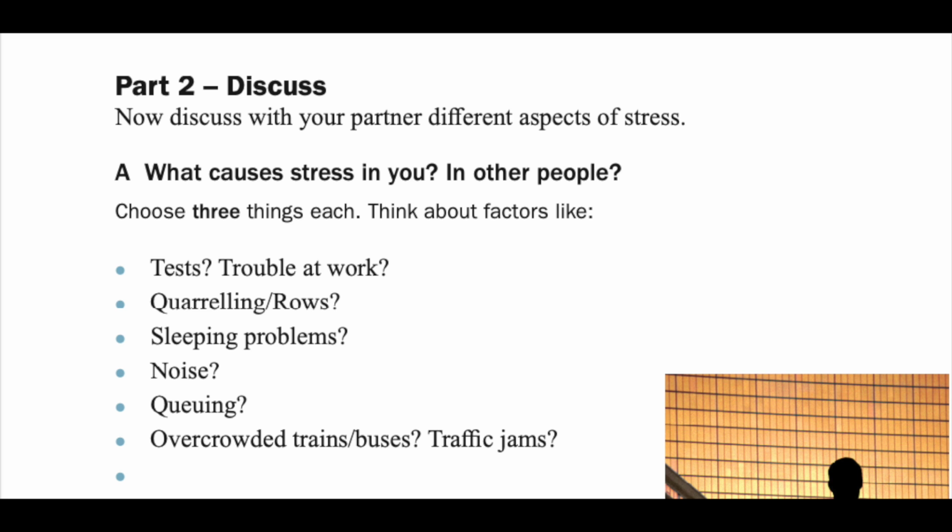Part 2. Discuss. Now discuss with your partner different aspects of stress. A. What causes stress in you or in other people? Choose 3 things each. And think about factors like tests, trouble at work, quarreling, rows, sleeping problems, noise, queuing, overcrowded trains or buses, traffic jams.